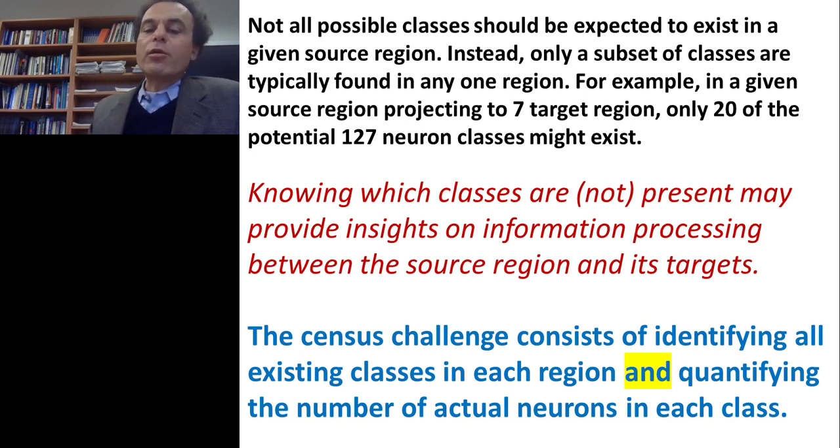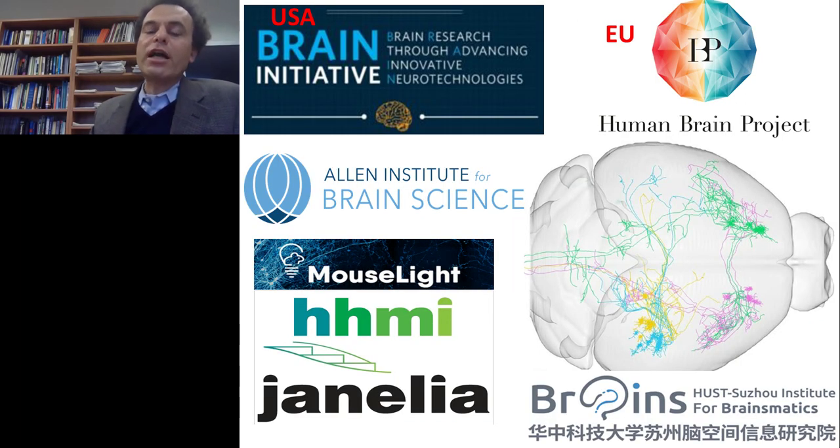And knowing which classes are present, which classes do not exist, and also how many neurons there are in each class, that's basically the challenge for anatomical projection. So how can we solve that anatomical challenge?